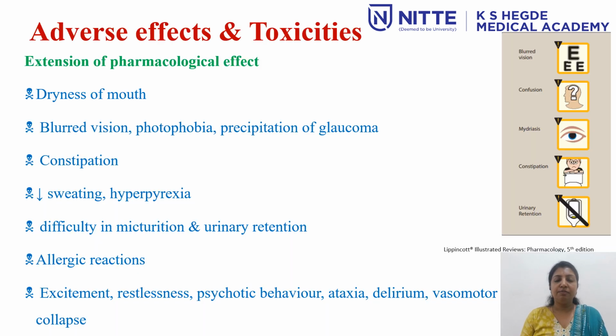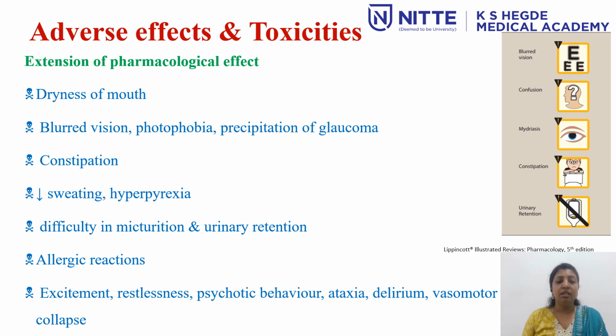Coming to the adverse effects of atropine, it is very easy to remember. They are just extensions of pharmacological action. So if you know the pharmacological action of atropine, remember that on the exocrine glands, atropine can reduce the secretions. So there will be dryness of mouth and difficulty in swallowing. On the eye, it can produce mydriasis, cycloplegia, photophobia, etc. So there will be blurred vision, photophobia, and precipitation of glaucoma.